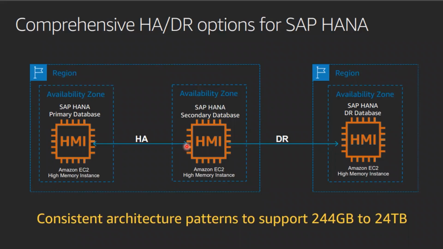higher RPO and RTO. The key point here is the architecture is consistent even when we talk about a smaller HANA DB instance, which comes with 244 GB of memory, or if we talk about a huge HANA DB instance with up to 24 terabyte of memory. So the architecture will remain consistent. You are not making any major changes in the architecture, right?